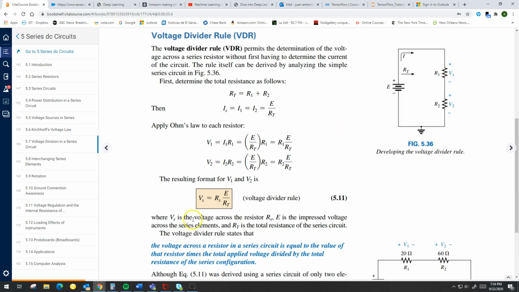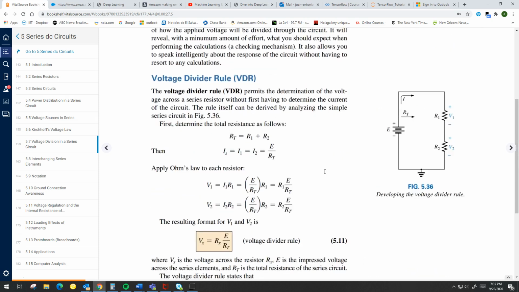Notice again that you're finding a voltage X related to a resistance X without having to find the current. So in this case, V1 is equal to R1 divided by the total resistance times the voltage that splits, or the voltage that divides, which in this case is the source voltage.